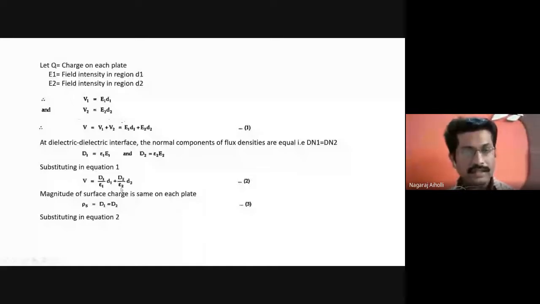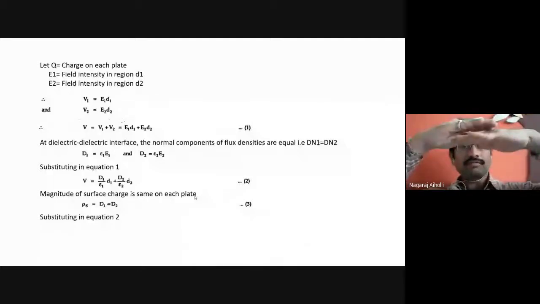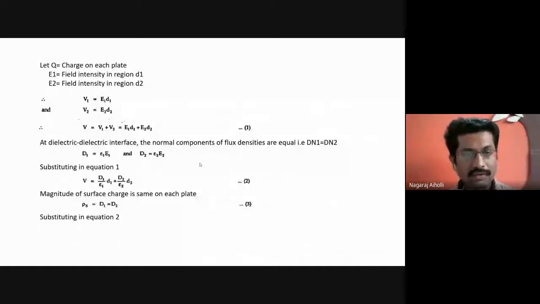Yes. Magnitude of surface charge is same on each of the plates. Surface charge remains the same on each of the plates because area is same. Distance is D1, D2. Area is same, and hence the surface charge is same because of the same area of the two plates. Right. So rho s is equal to D1 equal to D2. Rho s is the surface charge density, that is equal to flux density. Just now we solved an example where we used rho s is equal to D. So it is rho s is equal to D1 is equal to D2. That is surface charge density is equal to the electric flux density because of the first plate, and it is equal to the electric flux density of the second plate.